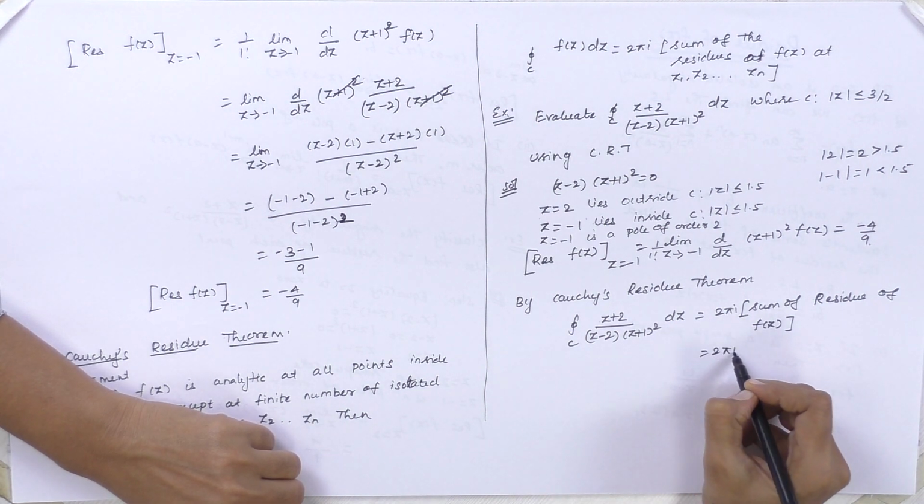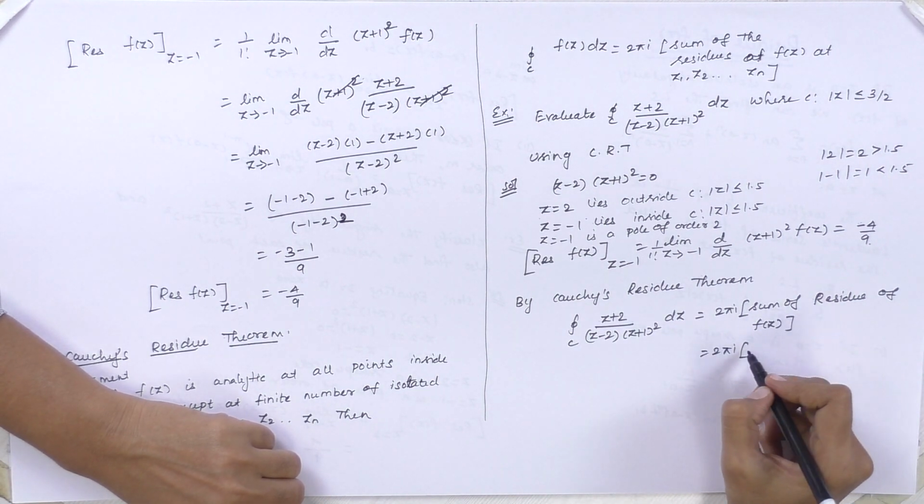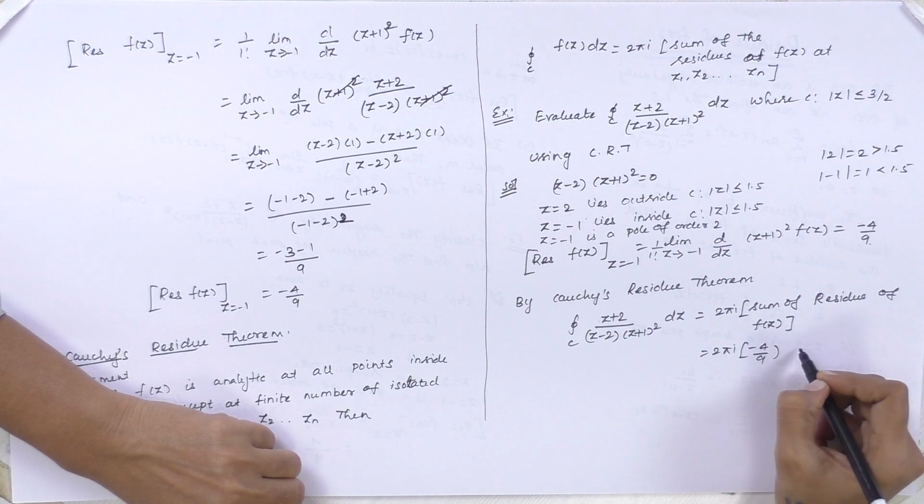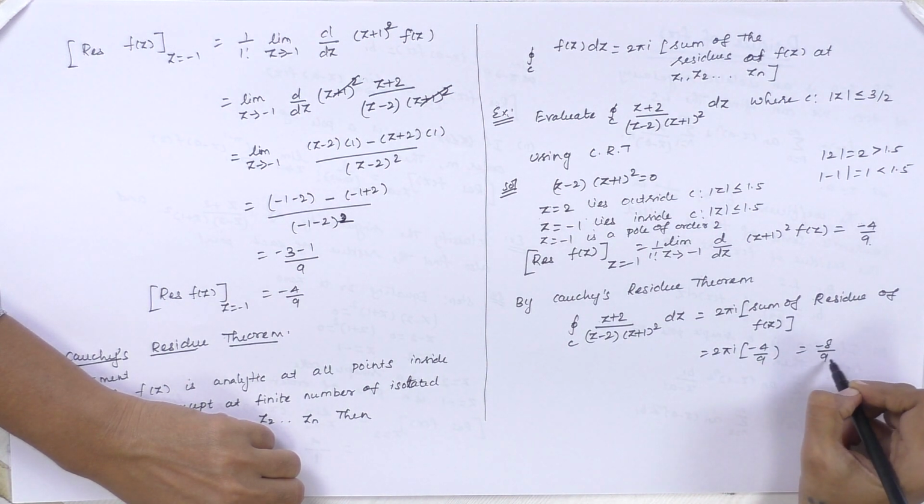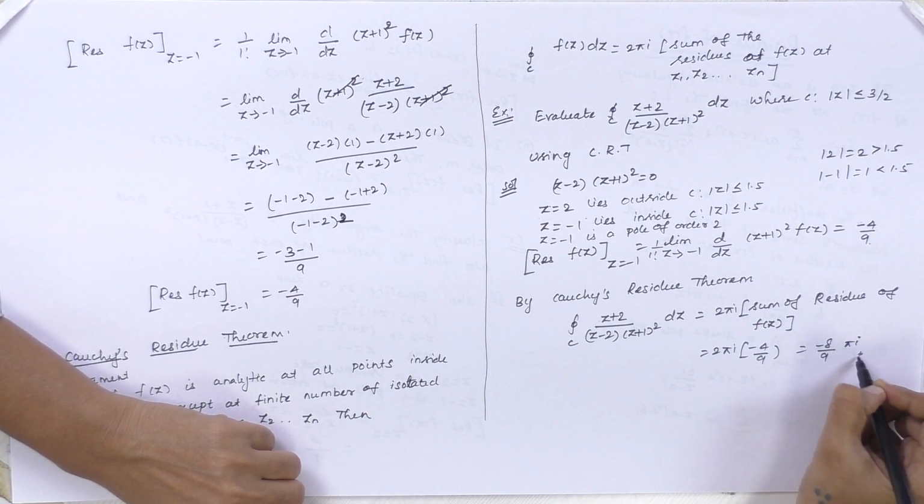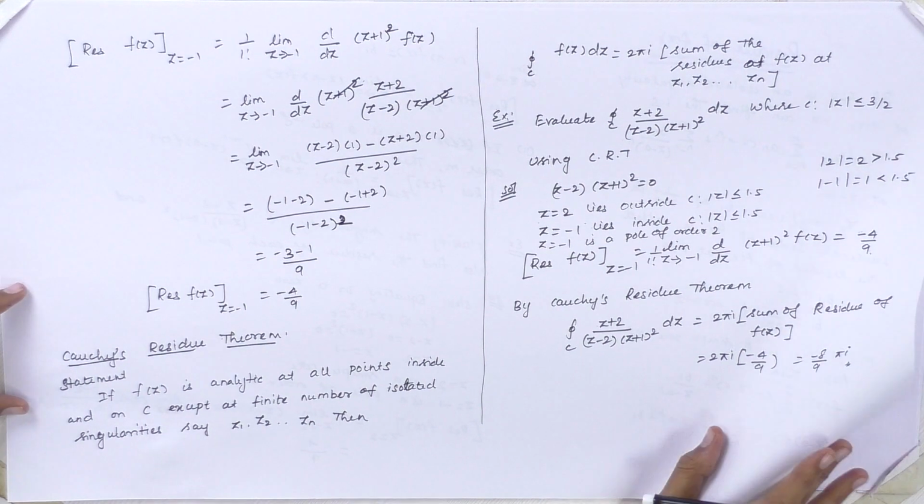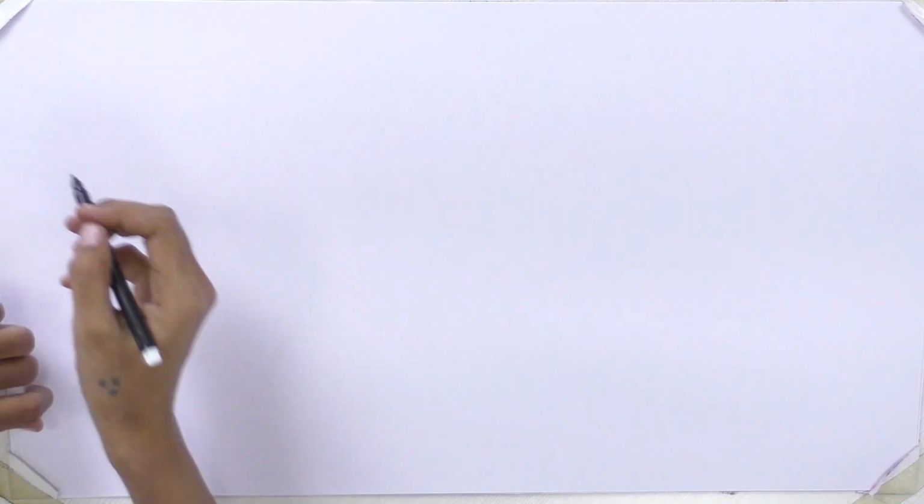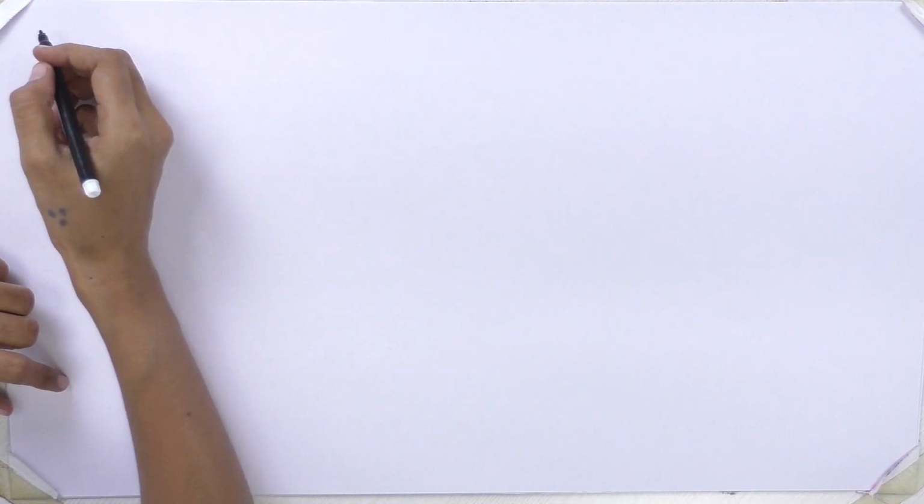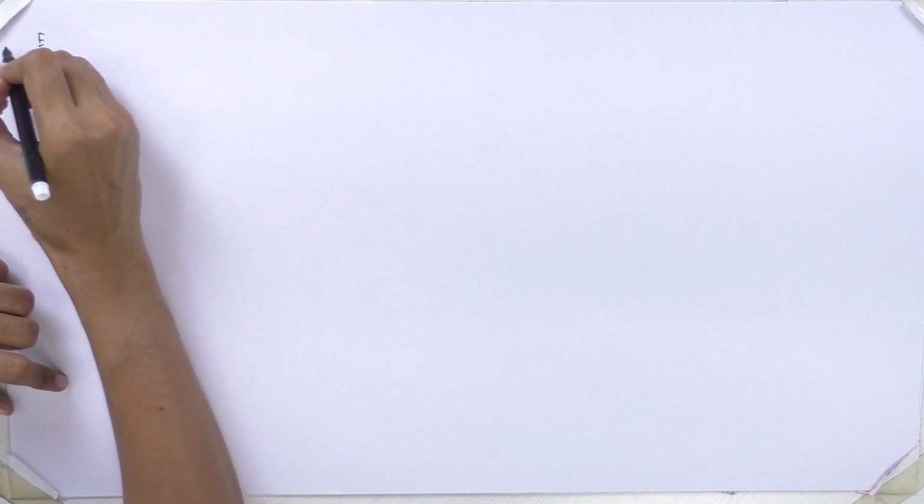So 2 pi I into, we have only one residue of f of z, that is nothing but minus 4 by 9. It is equal to minus 8 upon 9 into pi I. That's all the answer. Let us calculate one more problem. Let us solve another problem using Cauchy residue theorem.